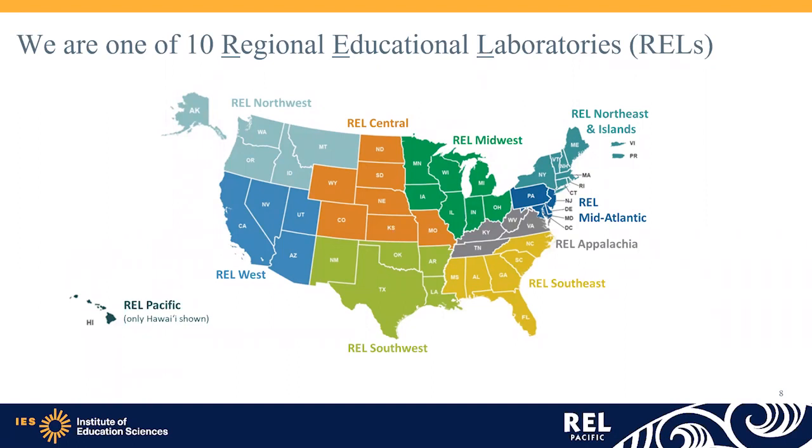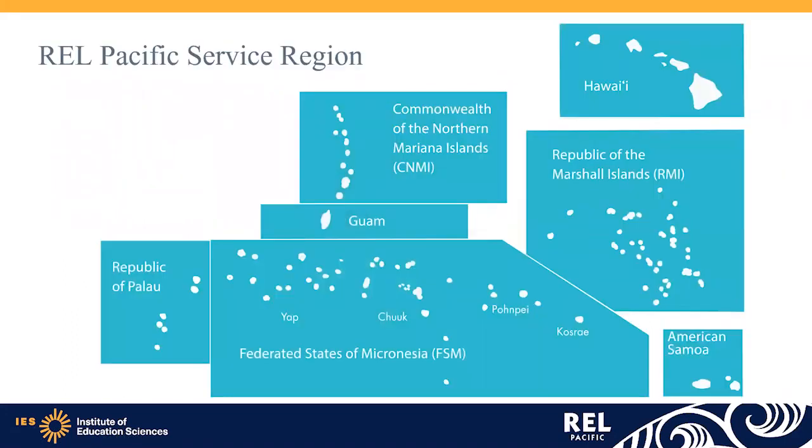So if you are not familiar with the Regional Educational Laboratory Program, I'd like to just quickly tell you a little bit about us. REL Pacific's one of 10 regional educational laboratories, or RELs, that are funded by the Institute of Education Sciences. On this map, you can see the illustration of all 10 of those regions. The region that we serve includes educators in the state of Hawaii, in 3 U.S. territories, including American Samoa, Guam, and the Commonwealth of the Northern Mariana Islands, and then 3 independent nations in free association with the U.S. That's the Republic of the Marshall Islands, the Federated States of Micronesia, which includes Kosrae, Pohnpei, Chuuk, and Yap, and then also the Republic of Palau.